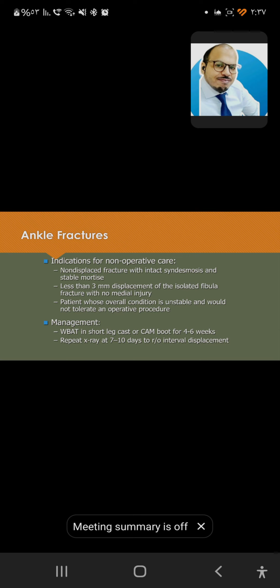If you have an undisplaced fracture with intact syndesmosis, then this is an indication for non-operative care. For the fibula, if the displacement is less than 3 millimeters, consider this an indication for non-operative treatment with a short leg cast or CAM boot for 4 to 6 weeks.